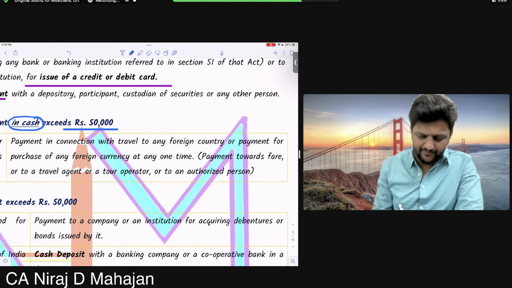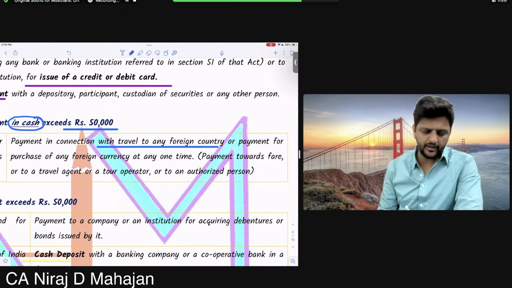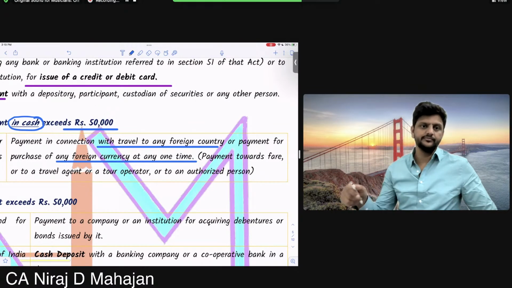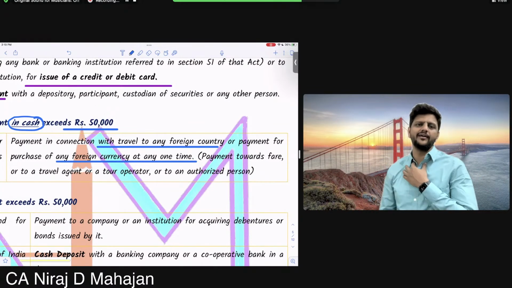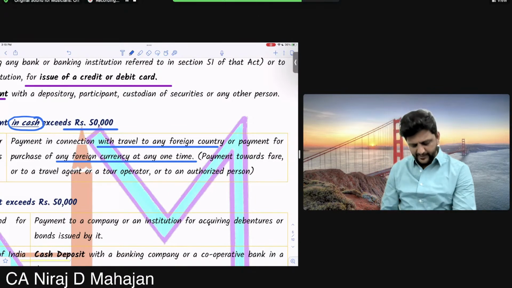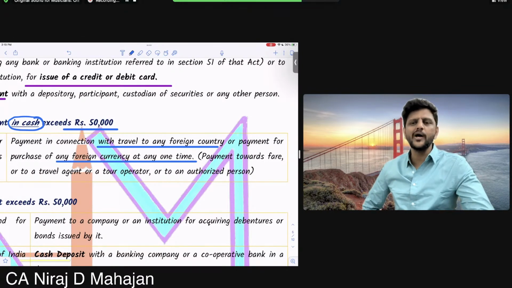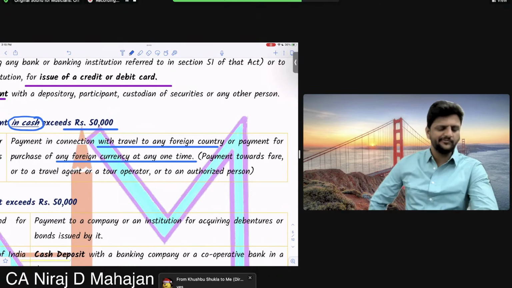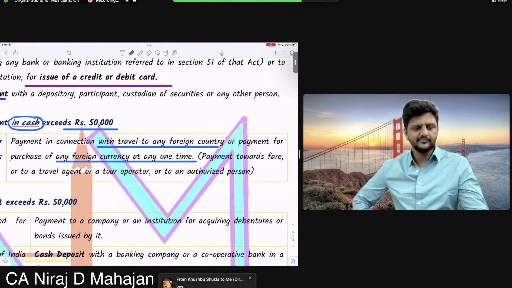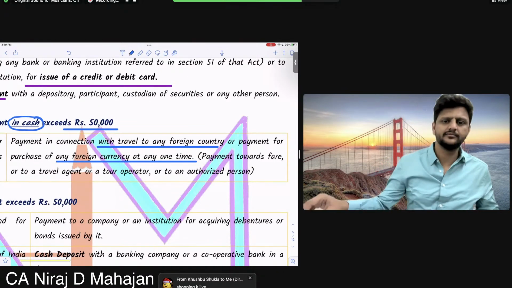Then payment in connection with travel to any foreign country, or payment for purchase of any foreign currency at any one time, more than rupees 50,000. If you go for foreign travel, my goodness, how much money will you take with you? Cash? You will take a decent amount of cash, at least 1 lakh rupees minimum, maybe. Hai na? So at that time also you have to declare the PAN.